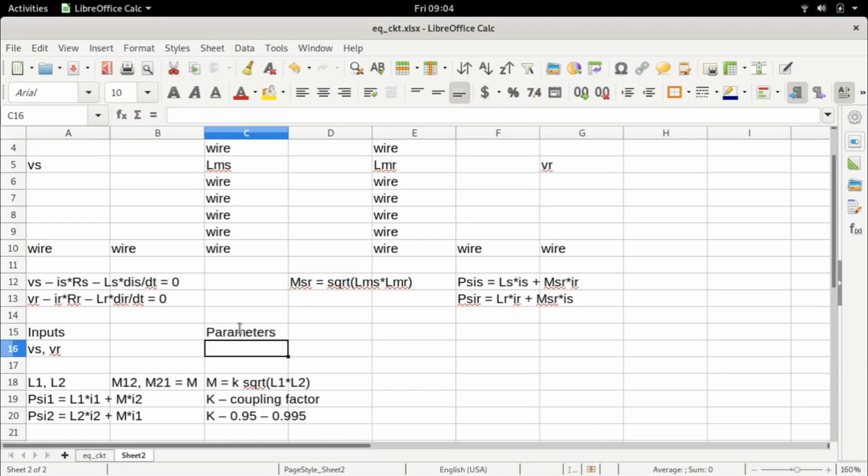The parameters are stator resistance, rotor resistance, leakage inductance of the stator, leakage inductance of the rotor, magnetizing inductance of the stator, magnetizing inductance of the rotor, right? And of course, once we have all this, we can also have the mutual inductance between the stator and the rotor. So with this, I think we've covered most of our parameters.